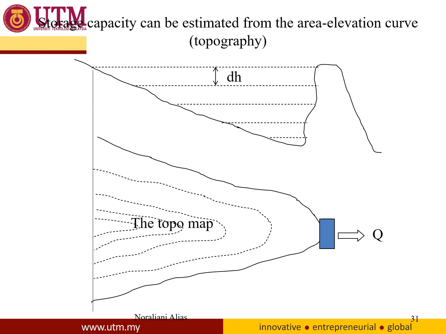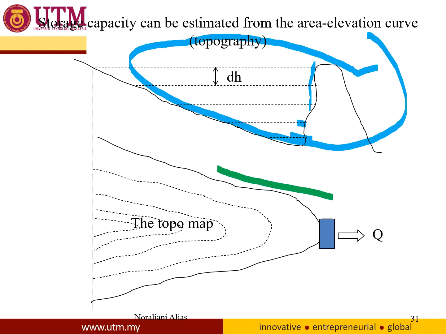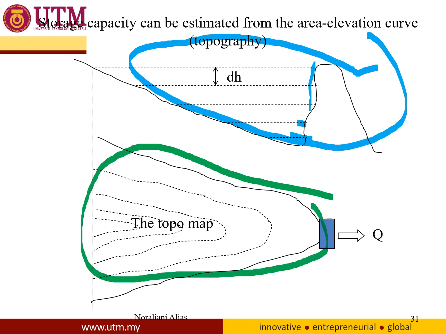Okay, so here is the storage capacity information that we can estimate from the area elevation curve. They gave you the area elevation curve. For each elevation here, let's say we have 1, 2, 3, 4, 5 elevation lines, we know the area. In the image above, this is the elevation, and this is the area for each elevation.